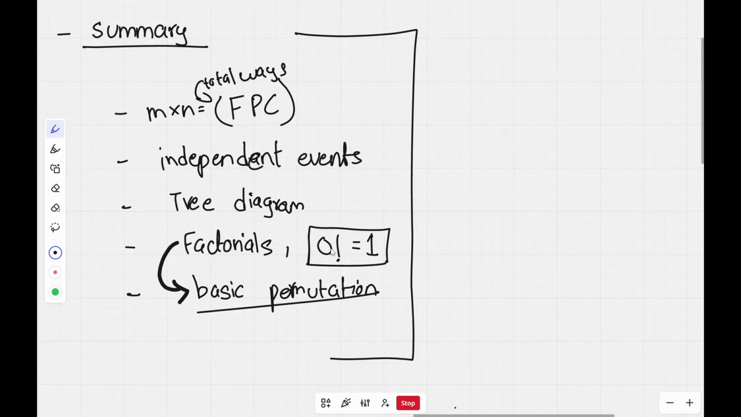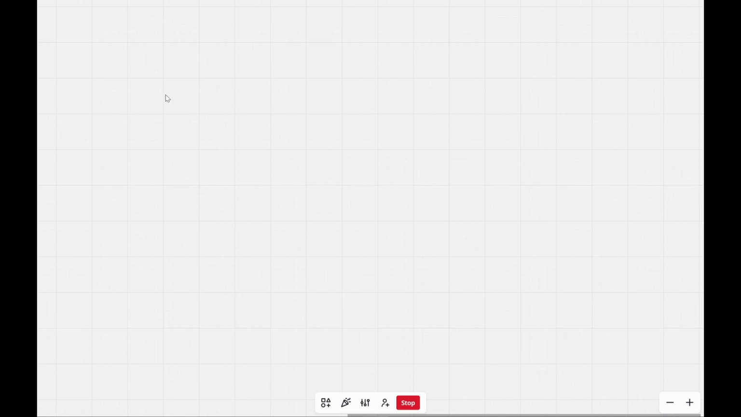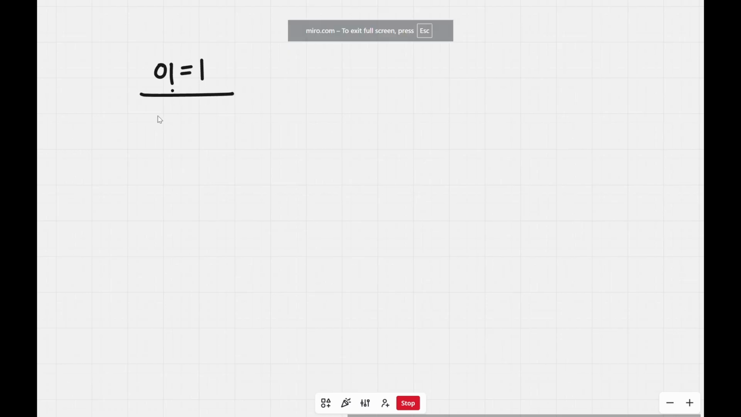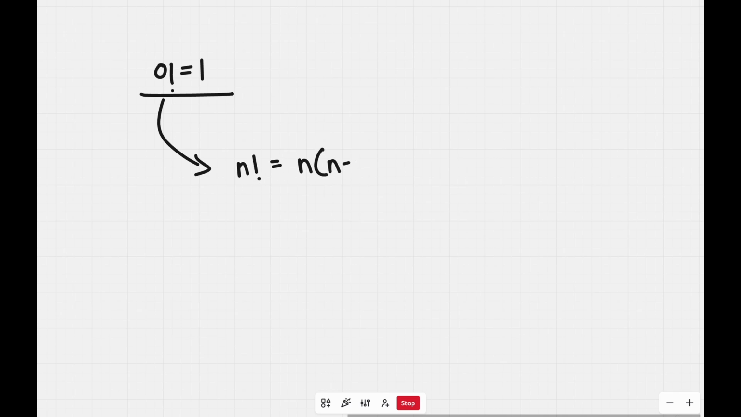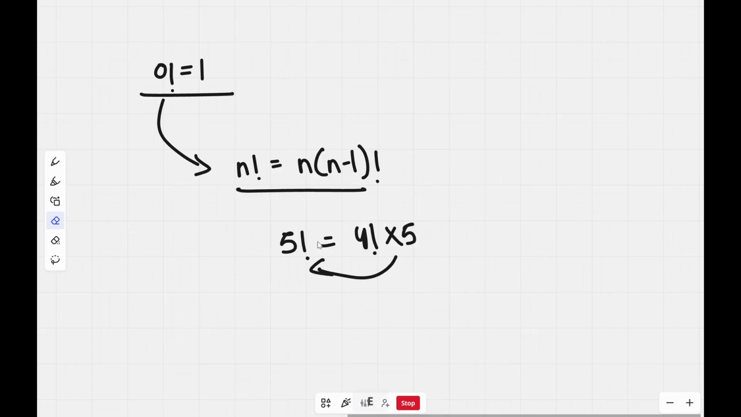Alright, so now moving on. As I said, I was going to explain why 0 factorial is equal to 1 in my last video. So let's talk about this and then we'll start with permutation. As we know, factorials like n factorial can be written as n into (n minus 1) factorial, right? As we can see, 5 factorial is equal to 4 factorial into 5. Alright, we all know this.